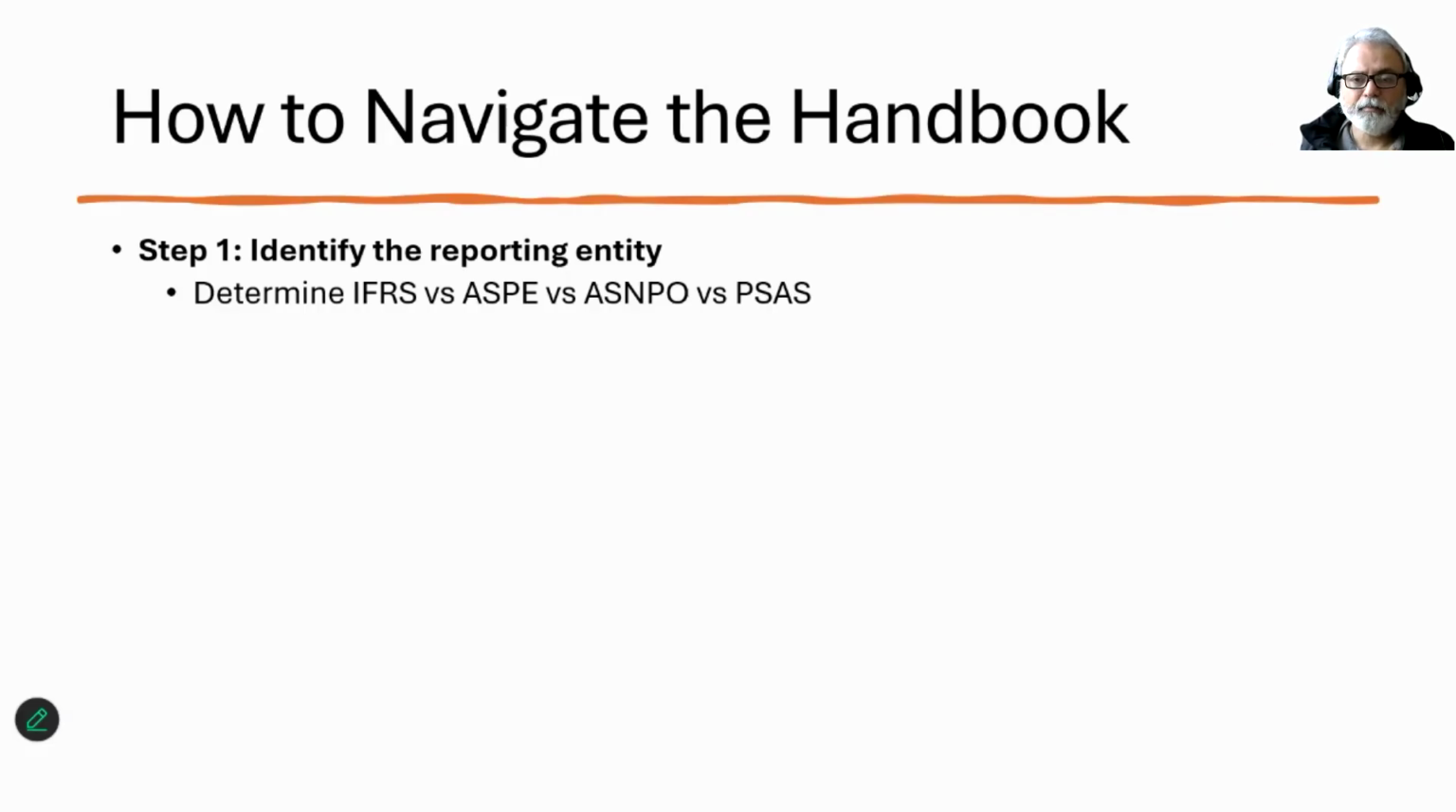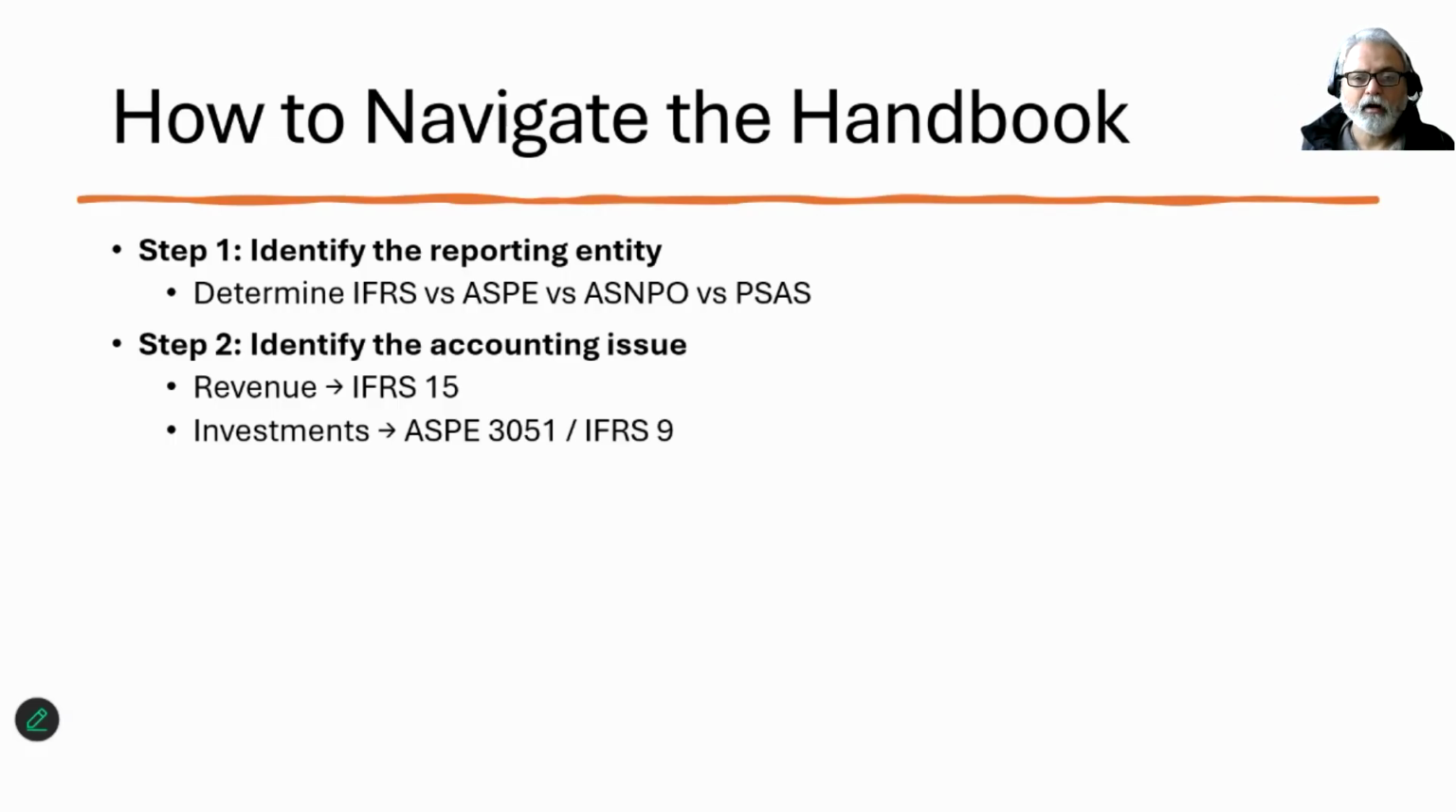Once you have determined the reporting entity, then we can narrow in on what the specific accounting issue is. So for example, if we are dealing with an issue with revenue under IFRS, the applicable standard would be IFRS 15.